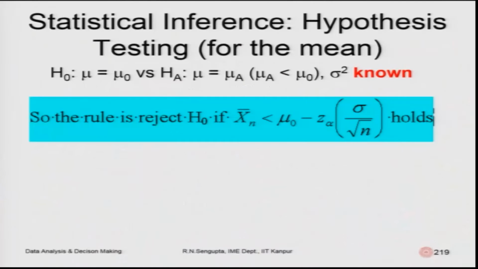In this case, you are trying to test the null hypothesis that mu is equal to mu naught, versus the alternative hypothesis H A, where the mu A value is less than mu naught, which means that mu A would be to the left of mu naught. So, now I will draw the diagram in order to make you understand.